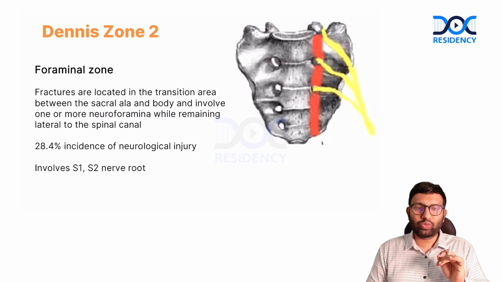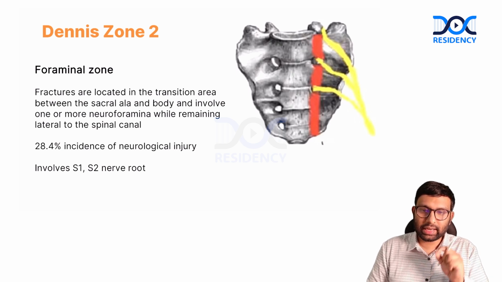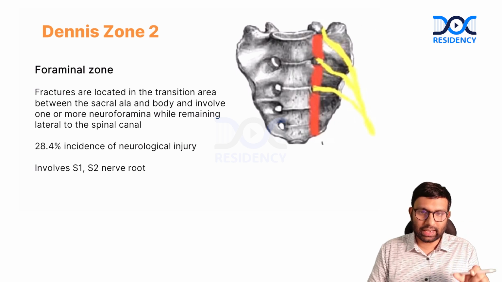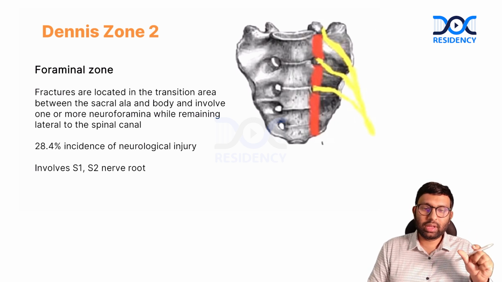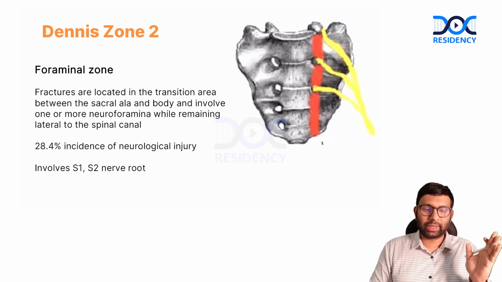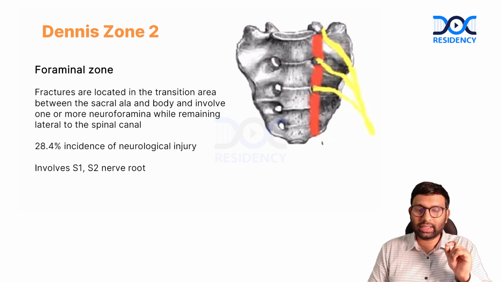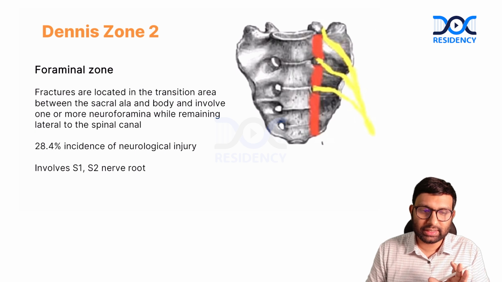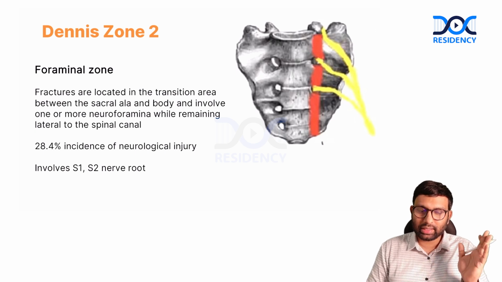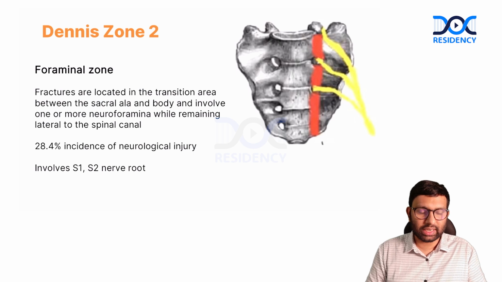In zone 2 fractures, you might have a foraminal injury, that is fractures are located in the transition area between the sacral ala and the body, and it can involve one or more neural foramen while remaining lateral to the spinal canal. It will not go into the central zone. And here, mainly at the S1, S2 neural foramen, if there's an injury, you have a chance of neurological injury. So 28.4% incidence of neurological injury, higher than alar but less than central. Okay, mainly S1 and S2 nerve roots are getting involved.